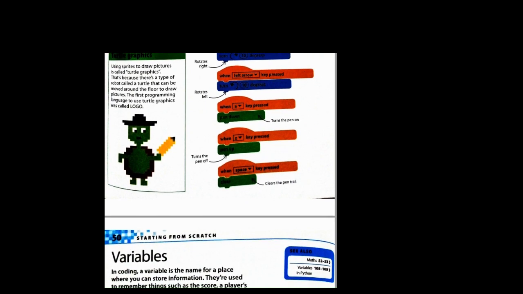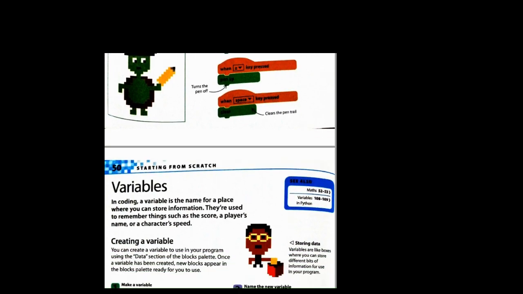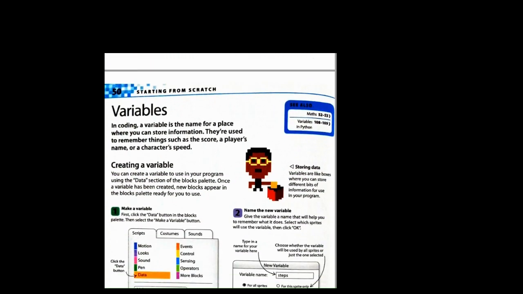Lingo. Turtle graphics. Using sprites to draw pictures is called turtle graphics. That's because there's a type of robot called a turtle that can be moved around the floor to draw pictures. The first programming language to use turtle graphics was called Logo. Rotates right, rotates left, turns the pen on, turns the pen off, clears the pen trail.